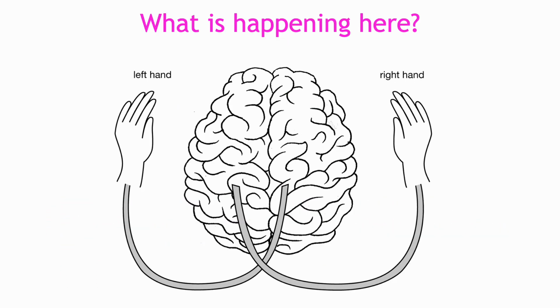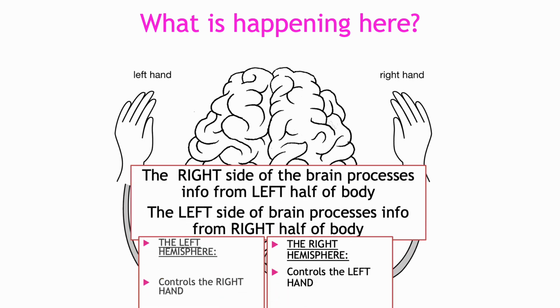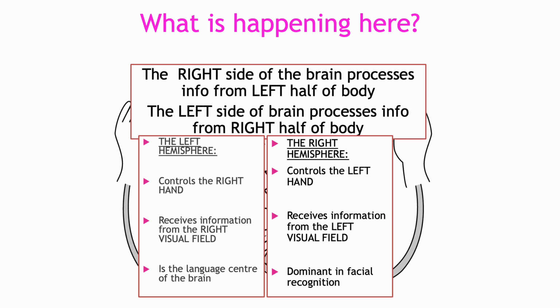Other information you need to know about the brain is that the right side of the brain controls the left hand, the left side of the brain controls the right hand, not just hands but sides of the body as well, and it receives information from the opposite visual field. So I recommend you do this in a flowchart where the right side gets information from the left of the body, the left side gets information from the right of the body.